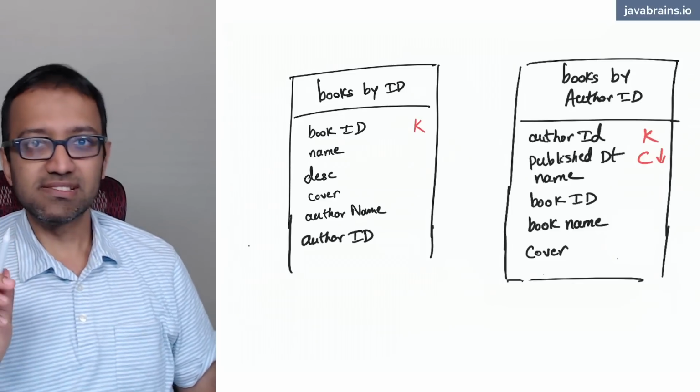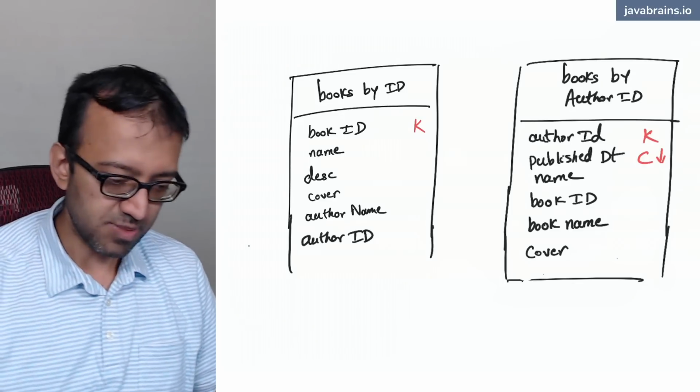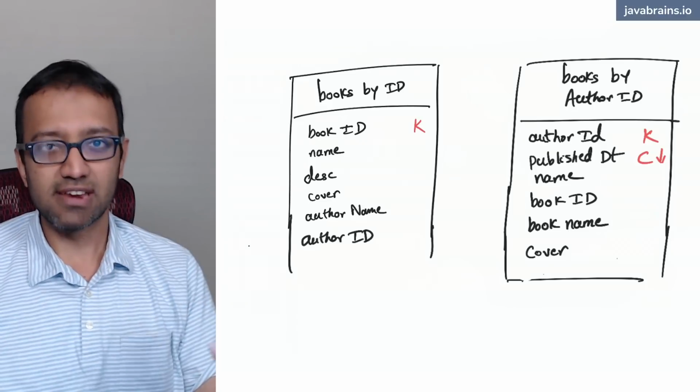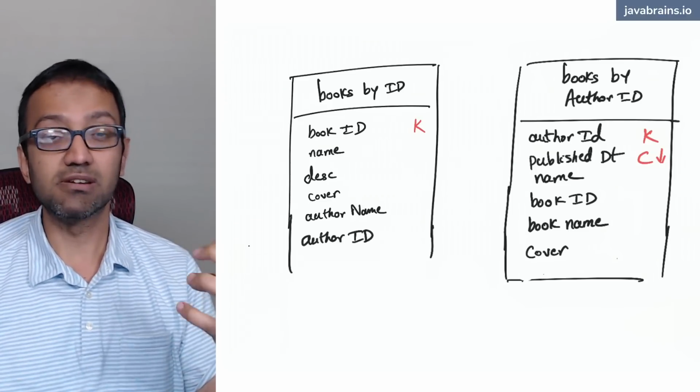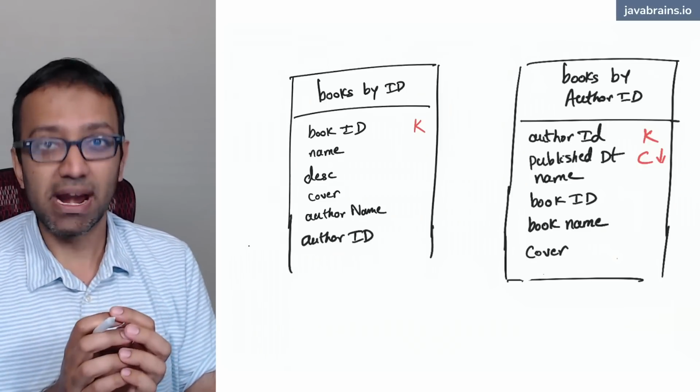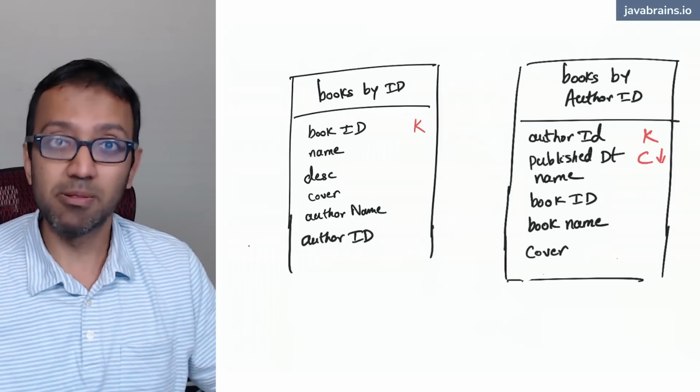So one of the reasons why I've done it like this is when I'm fetching by an author ID, right, when I'm fetching all the books written by an author, I want to get all the books by reading a single partition. I don't want to hit multiple partitions.